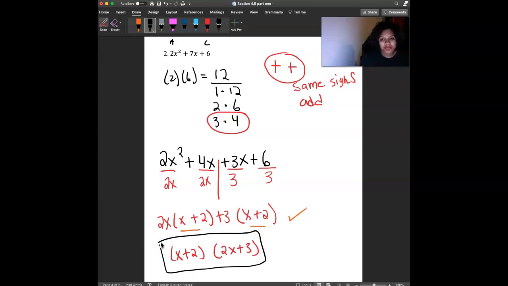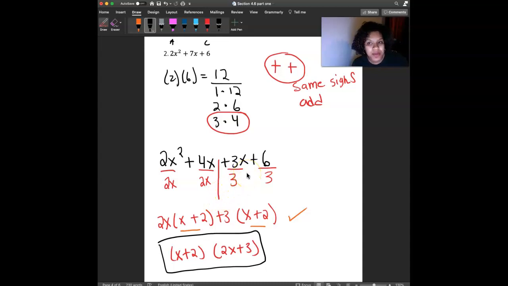All right, so step 1, multiply the A times the C. Step 2, list the multiples of that multiplication. Step 3, find the 2 that will add or subtract to the middle term. Step 4, rewrite. Step 5, factor using grouping method.